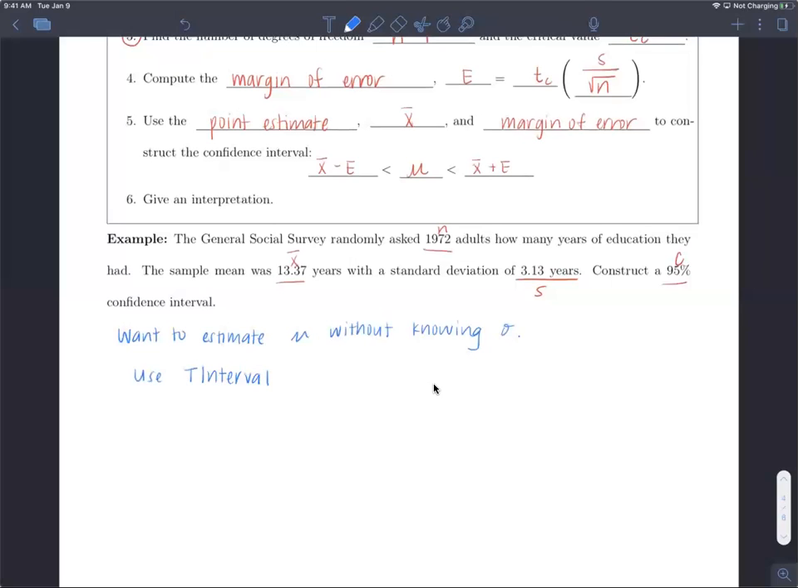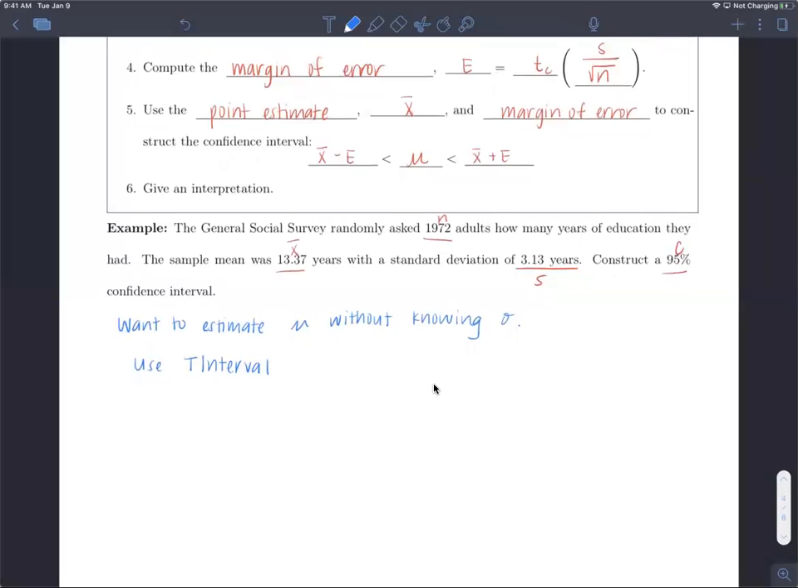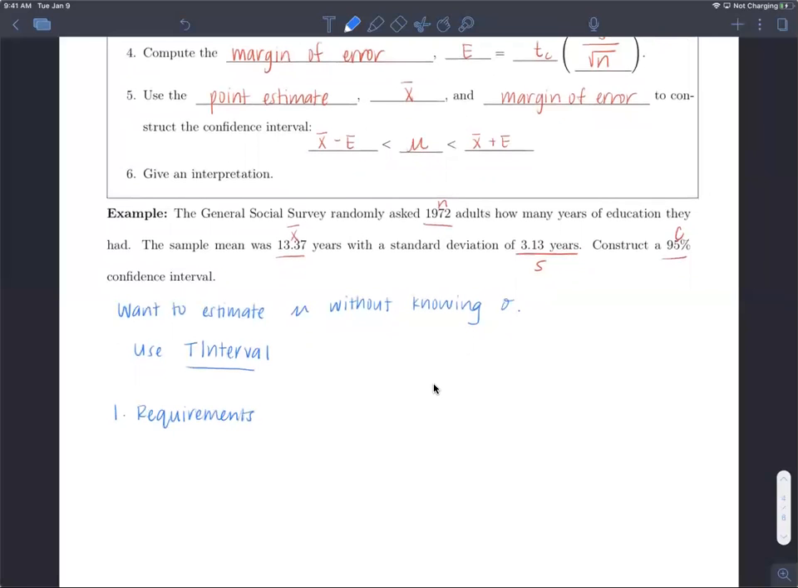And so here, that's what you're going to be using. But the first thing you should do is you should check the requirements, right? So that was just kind of figuring out what type of problem we're dealing with. And so for the requirements, is it random? Yes, they randomly asked people. And then n is greater than 30, so it's normal. So our requirements are satisfied.